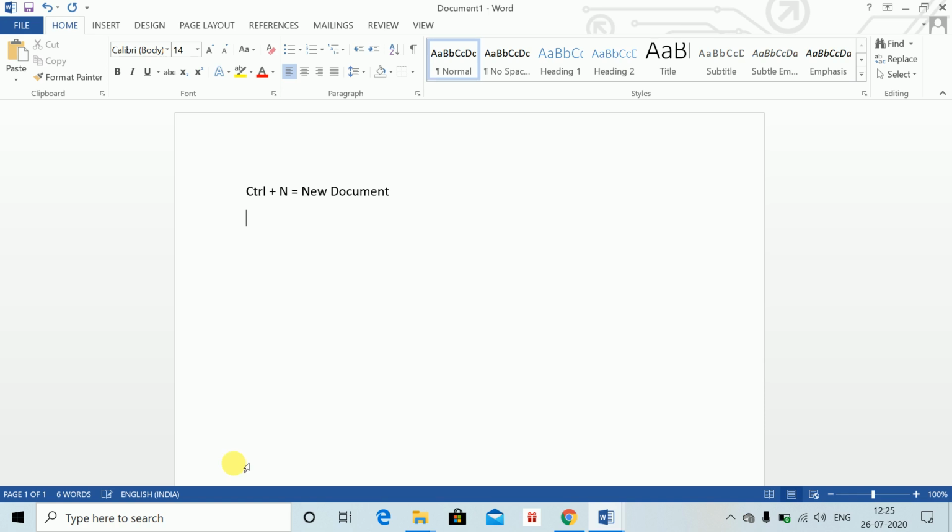Okay. Control Enter brings you to the next page, so that you don't have to press Enter every time you have to come to a new page. Control Y is redo. Control Z is undo.